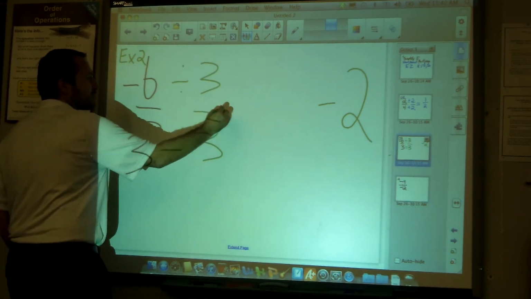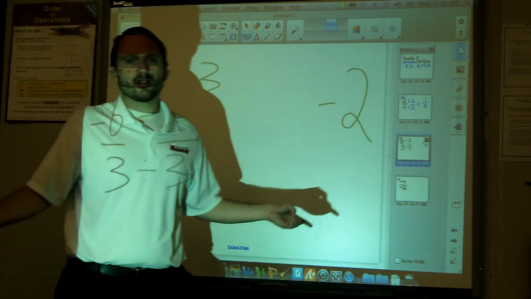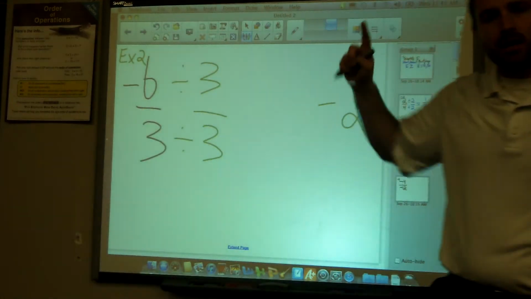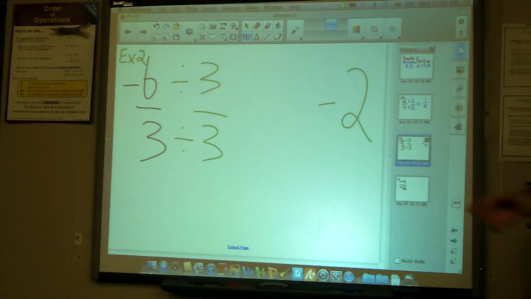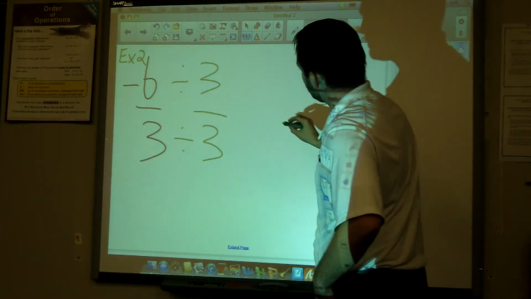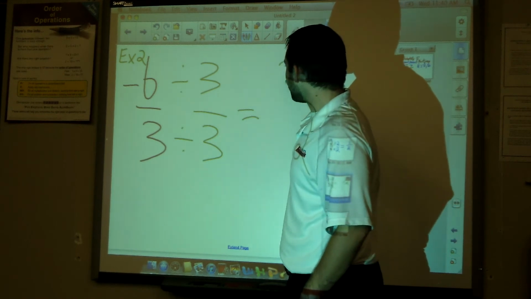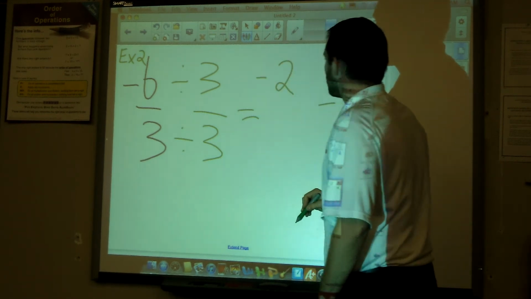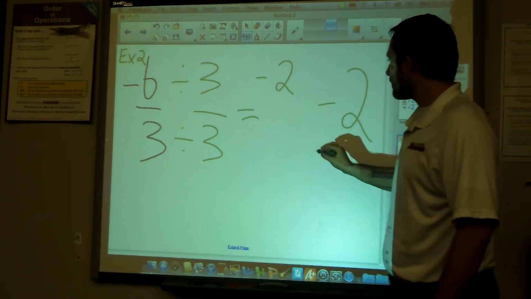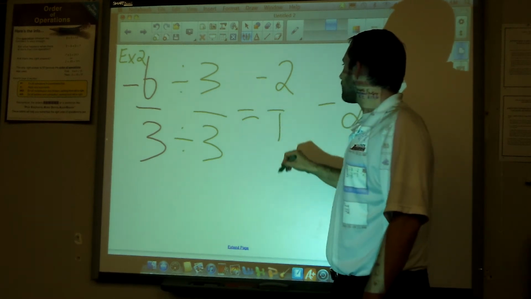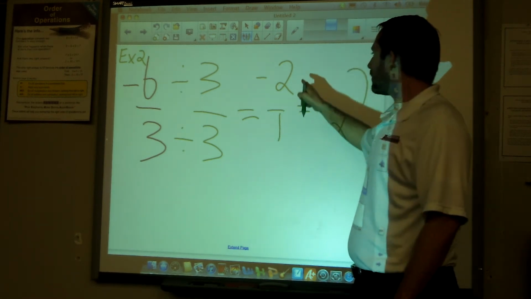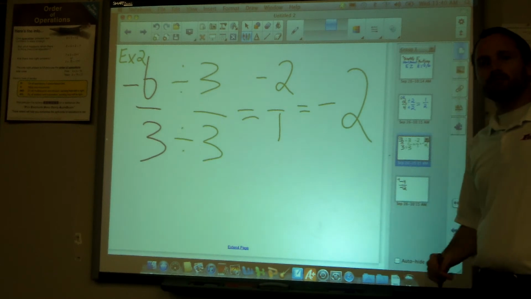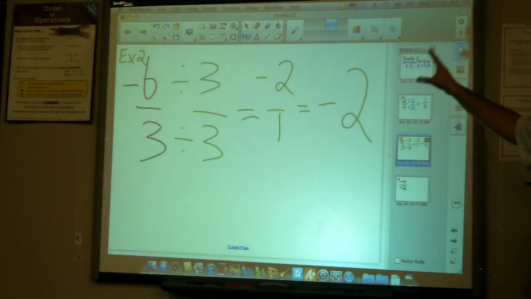Because we have to make sure if we do it on the top, we have to do it on the bottom. So -6 divided by 3 is going to be 2, with a negative. 3 divided by 3 is going to be 1. And when we divide -2 by 1, it's going to give us the answer -2.